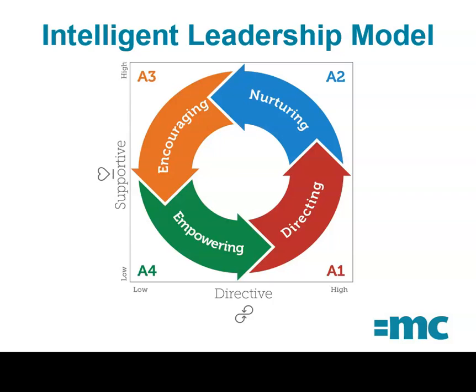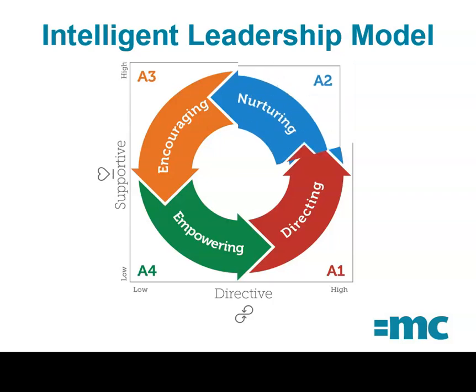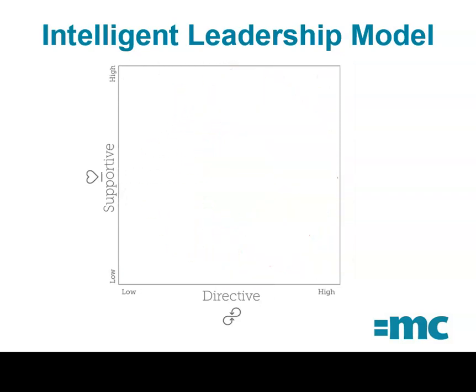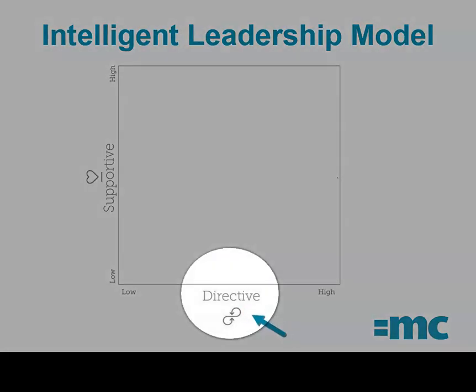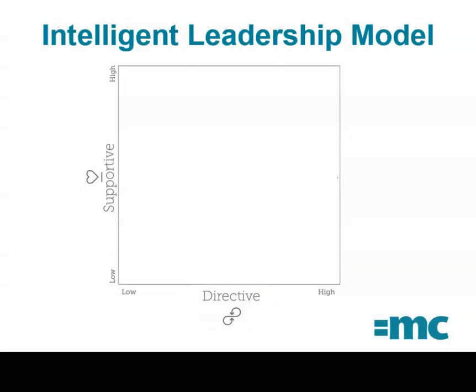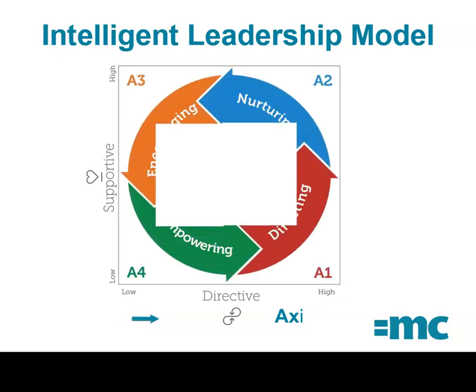We then have 2 axes to consider. Imagine the circular dowel sits within a square, and the 2 parallel sides of the square represent 2 behavioral clusters, supportive and directive. Think of these as your axes, where the vertical axis Y represents supportive behavior, and the horizontal axis X represents directive behavior.